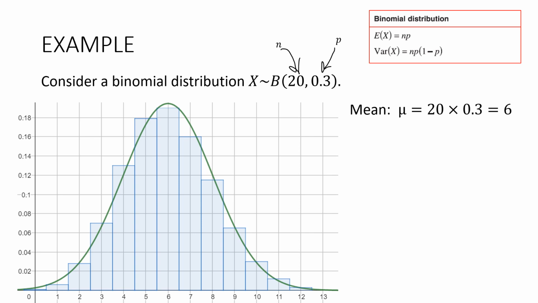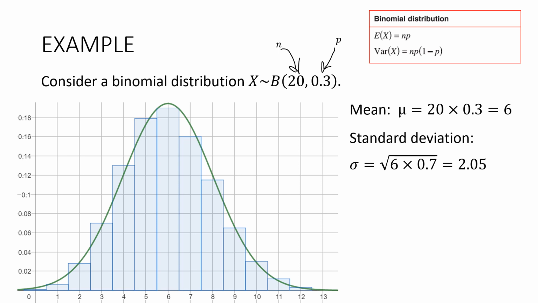So the mean will be 20 multiplied by 0.3, which is 6, which kind of makes sense. And the standard deviation, well, that's the square root of variance, so square root of np multiplied by 1 minus p, which is 2.05.